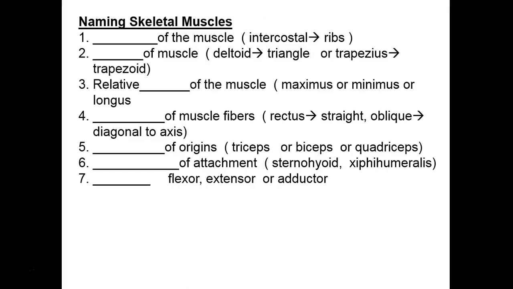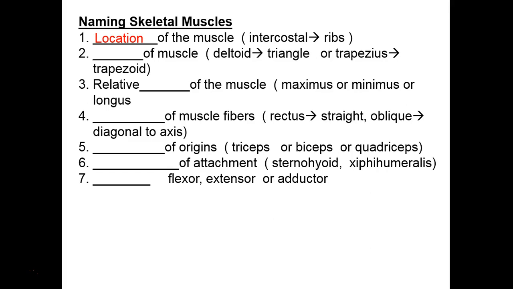So how do we name skeletal muscles? If you understand the naming, maybe identifying where muscles are and what they do will be easier. Sometimes we name a muscle because of its location. For example, take the intercostal muscles. Costal has to do with the cartilage around the ribs, so the intercostal muscles tell us that it's found between the ribs.